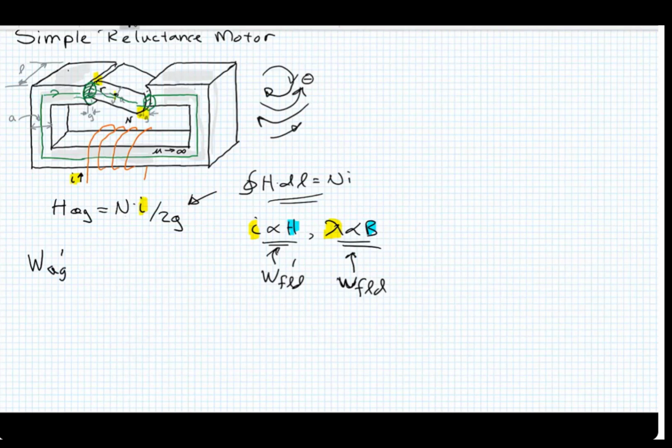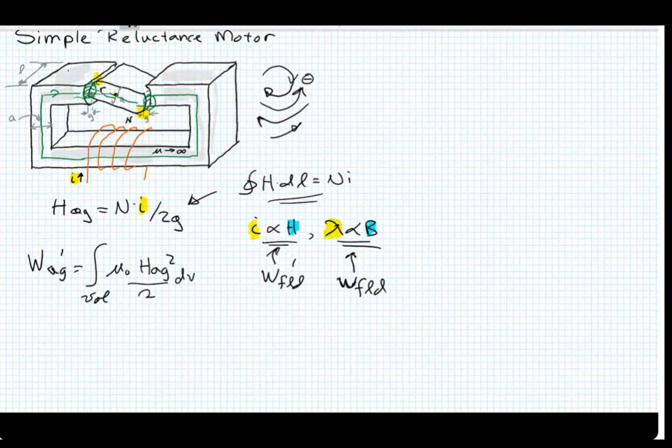The co-energy will be equal to the integral over the volume of mu naught, everything that's happening is only happening in the gap, times the square of the magnetic field intensity divided by 2. We're going to integrate that.